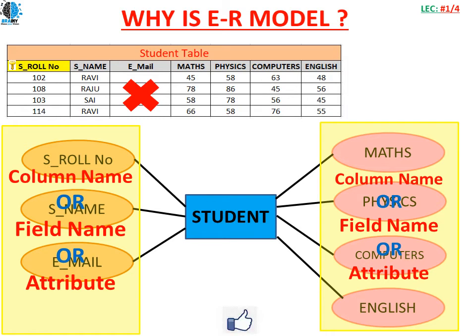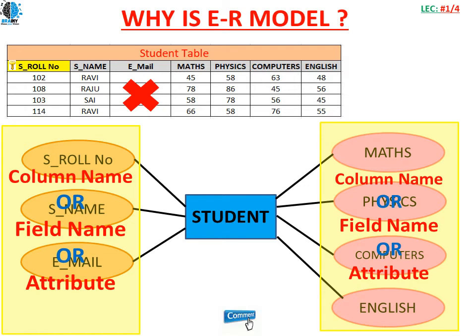We call them column names or field names when we have a table. Whenever we have this entity relationship model, we call all the column names attributes, whereas the table name is student. So student is an entity and its attributes are the column names.